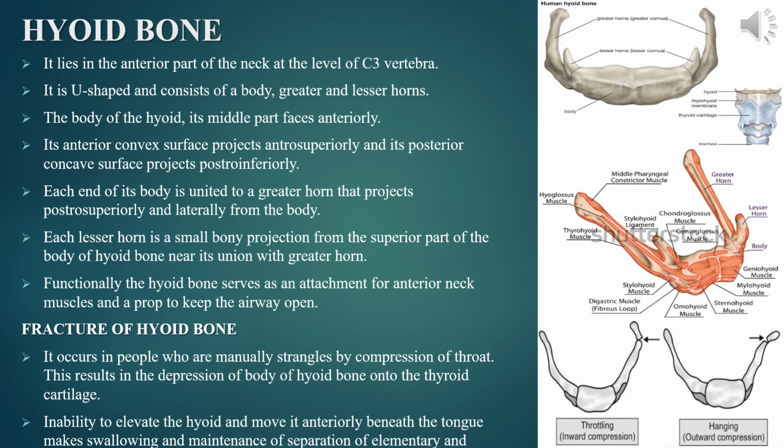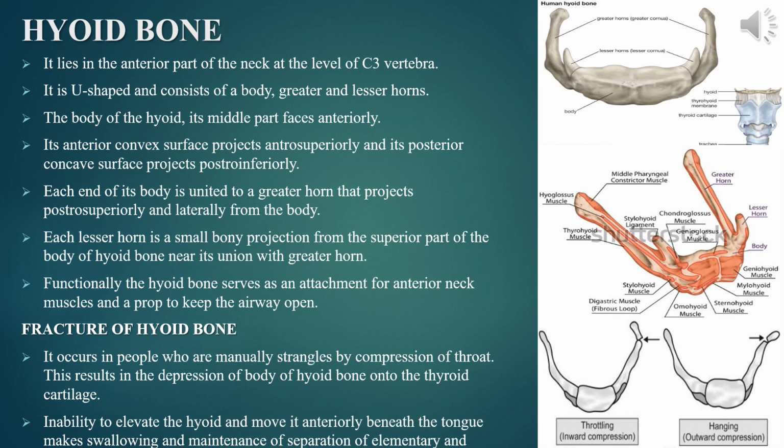It is a U-shaped bone and consists of a body and greater and lesser horns or cornu. The body of the hyoid, which is its middle part, faces anteriorly. You can see the middle part of the hyoid bone in the diagram, which is the body of the hyoid bone. Its anterior convex surface projects anterosuperiorly and its posterior concave surface projects postero-inferiorly.